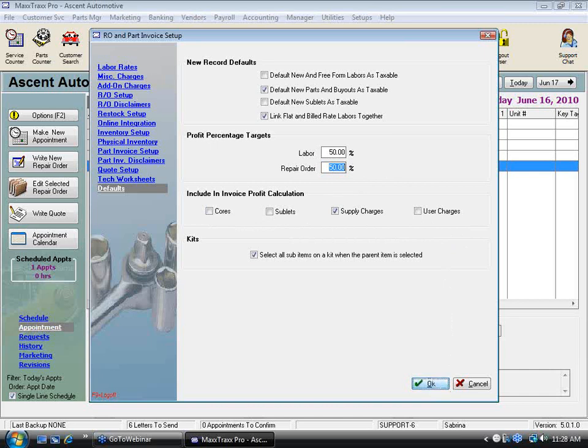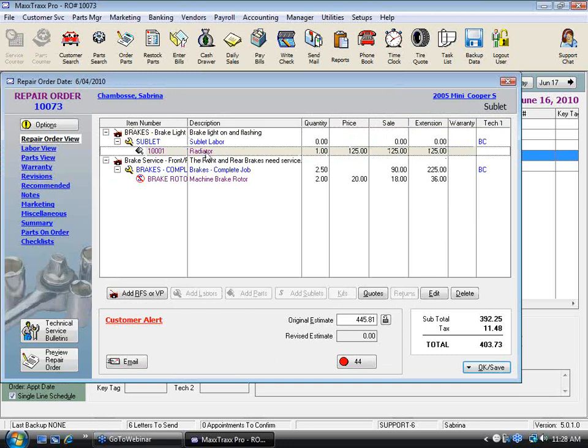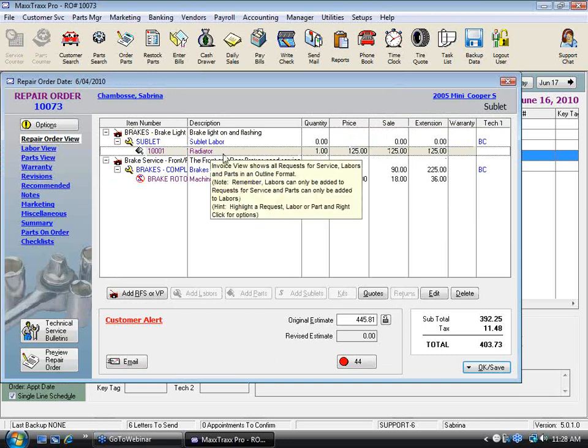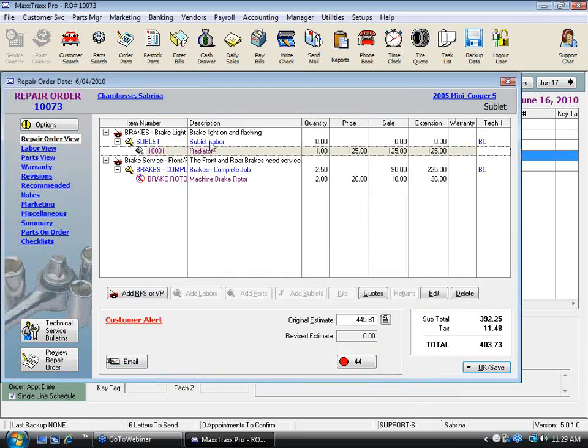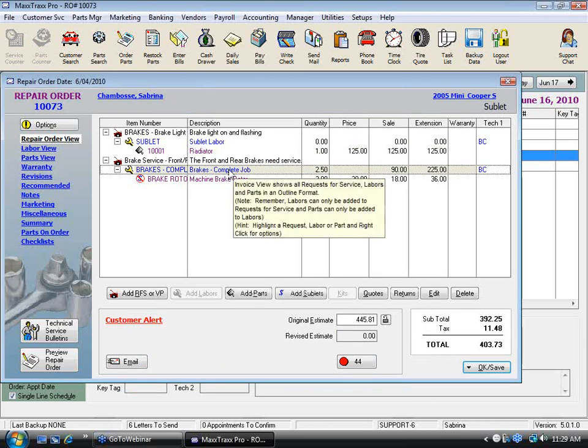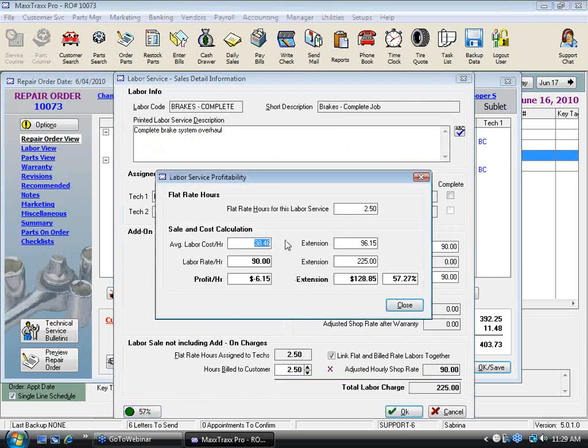Let's go back into an RO real quick and just review where that information is at. So here in the individual part, when we double click on the part or highlight and click edit, either way, on our sales detail information screen, we have our profitability monitor, red or green. And under the labor, actually this is considered labor, but let's highlight this one so it's more straightforward. Double click or again hit edit. Here's our profitability monitor down here. And again, this is calculated off of that average labor number that we put in.